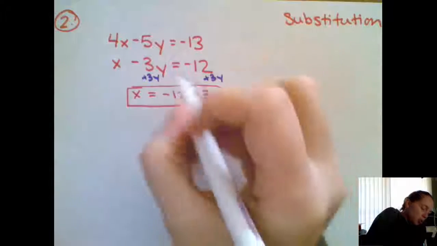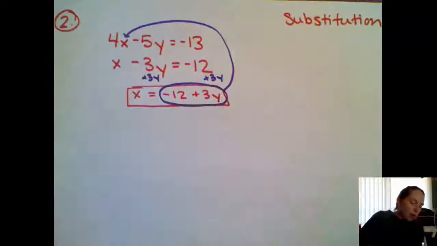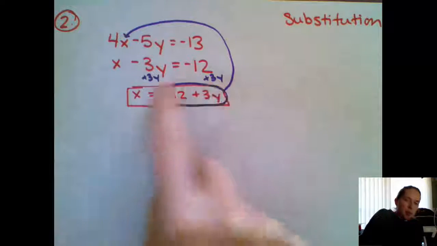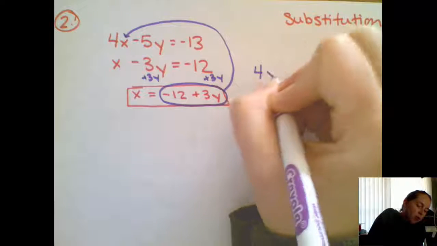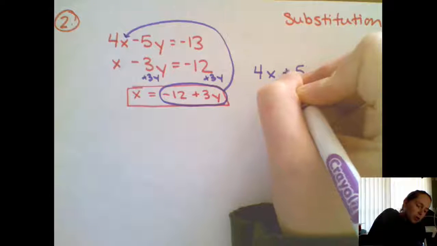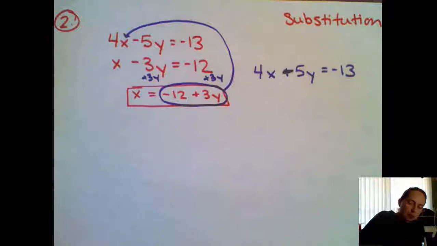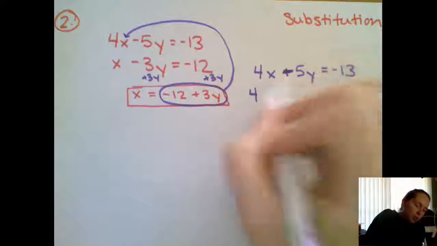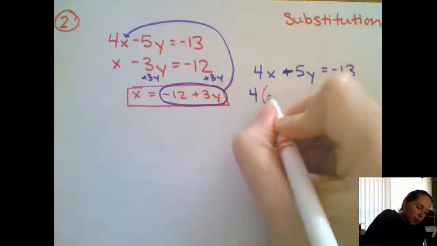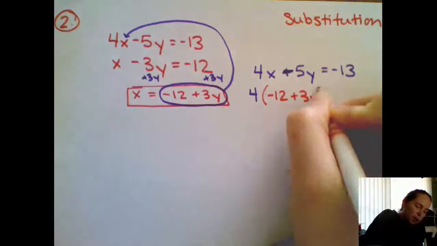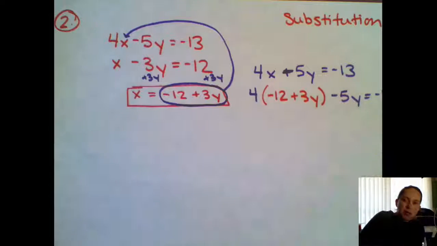So what we're going to do is take what x is equal to, rewrite the top equation, and replace that x with the information we just found that x is equal to. So I'm going to rewrite the top equation, 4x plus 5, excuse me, that's supposed to be minus 5y equals negative 13. Now we're going to do it so that it goes 4, but instead of x, we're going to plug in what we know. We know that x is equal to negative 12 plus 3y. Minus 5y equals negative 13.